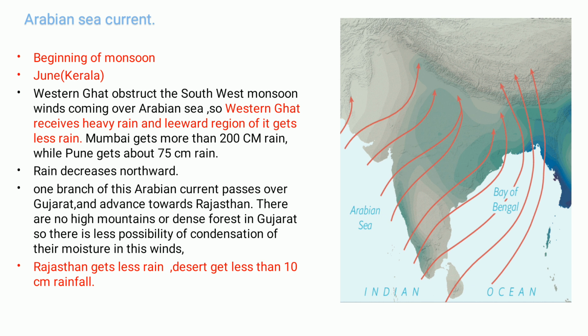of their moisture in these winds as there are no high mountains or forest in Gujarat and in Rajasthan, so condensation does not take place, so the rainfall is also less. After giving some rain in Gujarat, when these winds enter Rajasthan, they contain very less moisture, and so Rajasthan gets less rain. Even the desert regions get very less rain, less than 10 centimeter of rainfall.